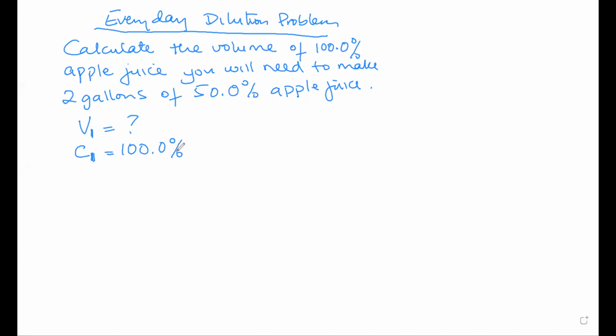And then we want to make 2 gallons. So the final volume we want is 2 gallons, and the final concentration is 50%. So for us to figure out the volume of my 100% that I need to make 2 gallons, I will equate these to each other.